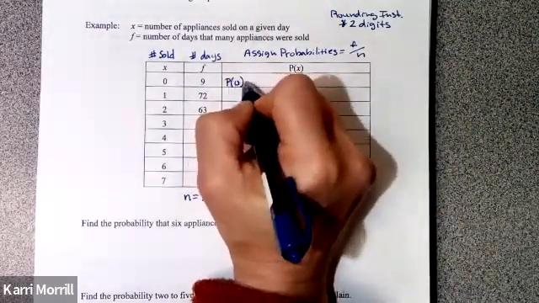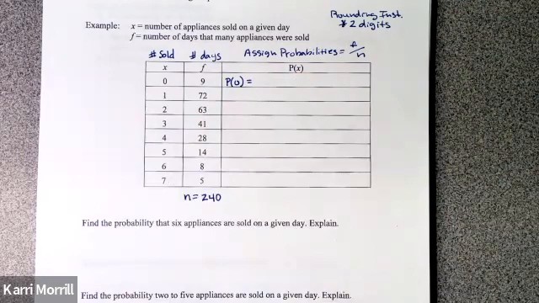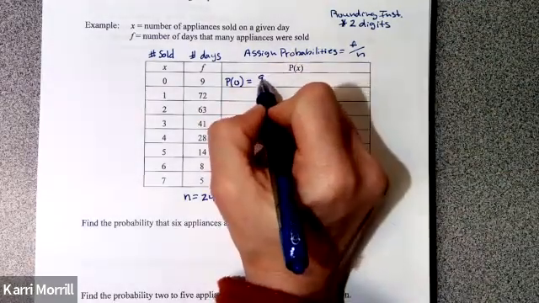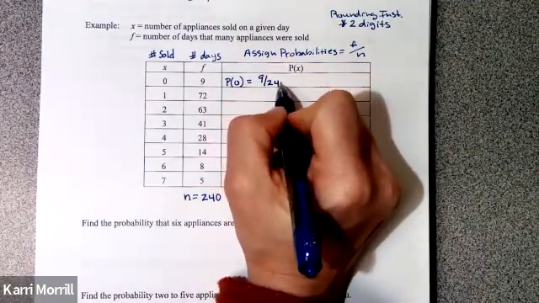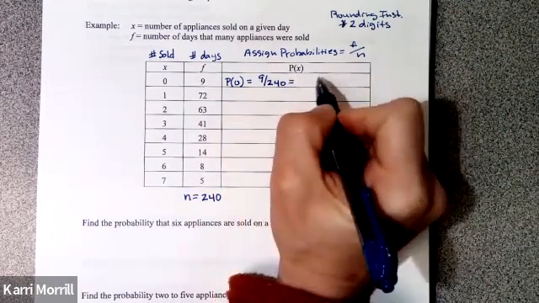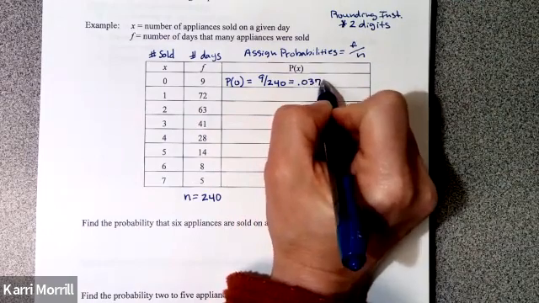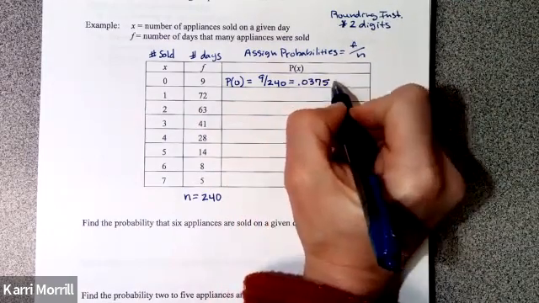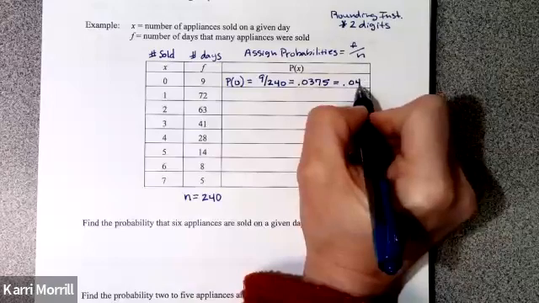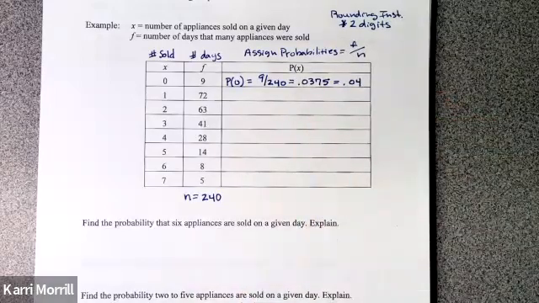So the probability of 0 appliances being sold would be 9 days out of 240 that happened. And so if you plug that into your calculator, you're going to get something like 0.0375. I'm not going to pull my calculator out. I know you guys can type it in, but do it yourself. And then we would round to 0.04.